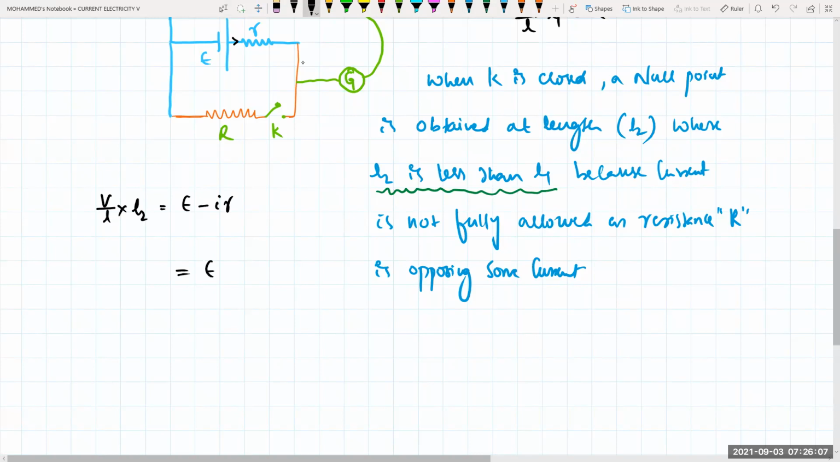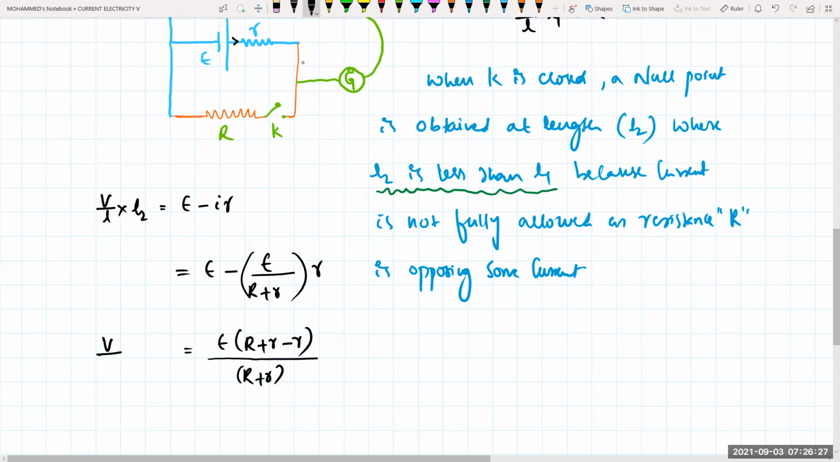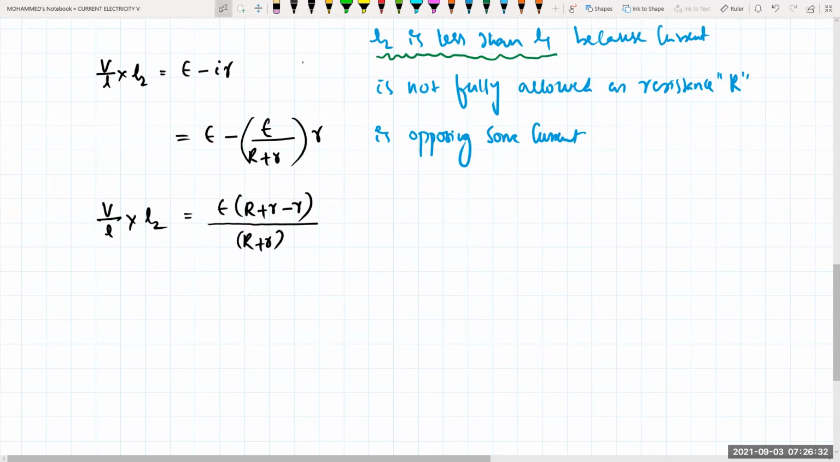So that equals E minus I, where I is equal to total EMF by total resistance, E by R plus r, into small r. If I take the LCM, this becomes E into capital R plus small r minus small r, all over capital R plus small r. This is V by L into L2. If I simplify, plus r and minus r get cancelled, so this becomes E into capital R divided by capital R plus small r. So it is V by L into L2.